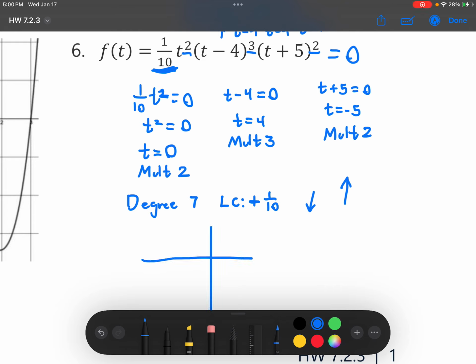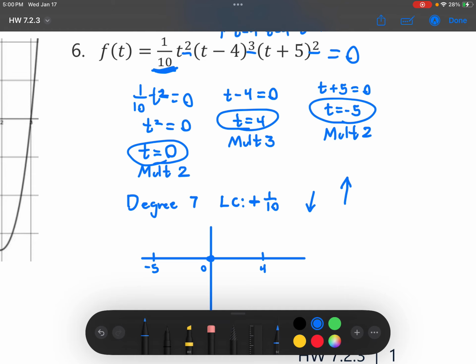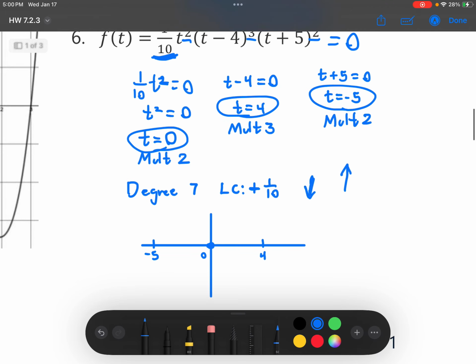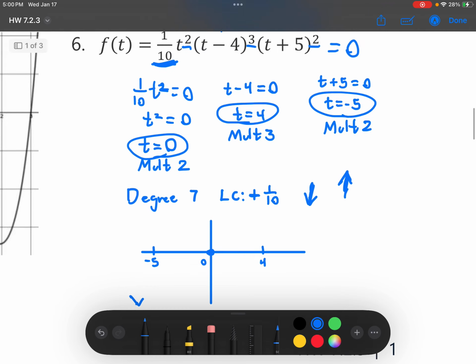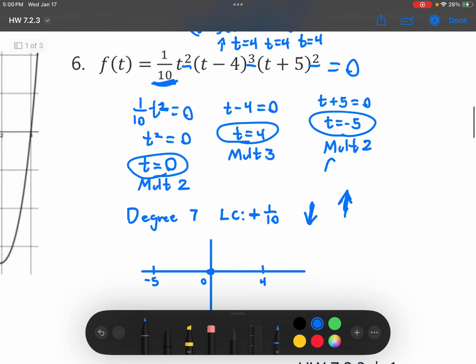Okay, so now to graph this, we're going to put the points, my roots, on the graph. So we have 0, we have 4, we have negative 5. So let's say the negative 5 is right here, and let's say the positive 4 is right here. Now remember, my end behavior is going to look like this: left arm down, right arm up. So I'm going to start on the bottom left-hand side. Now, as I go through negative 5, the multiplicity of 2 means that I'm going to bounce off the x-axis. Anytime you have a multiplicity that is an even number, it's either going to look like this or like this. Remember, the key word is bouncing off the x-axis.